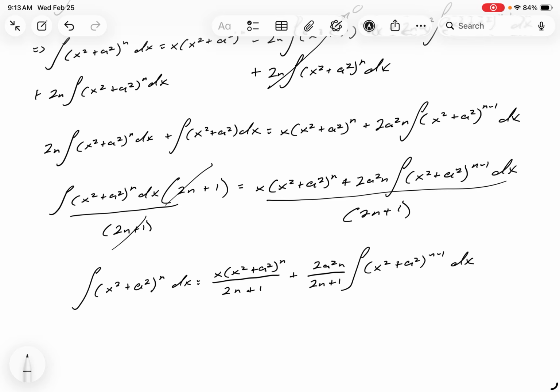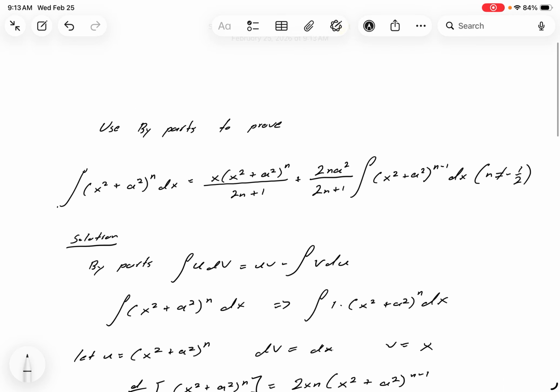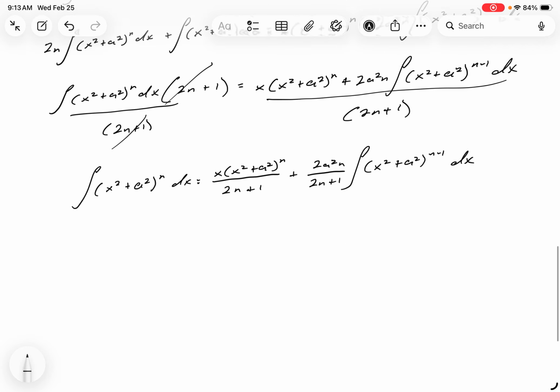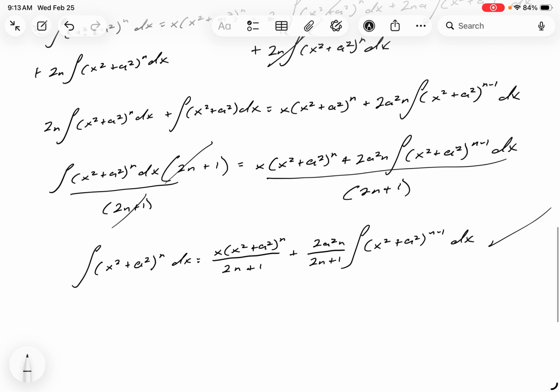Let's see if this matches. Yeah, it looks pretty good to me. So that is it. We're good with this. This is how we prove that integral. We use a bunch of tricks and some little manipulations, and if you guys know how to use these tricks and manipulations, you should be pretty much solid with integration by parts.